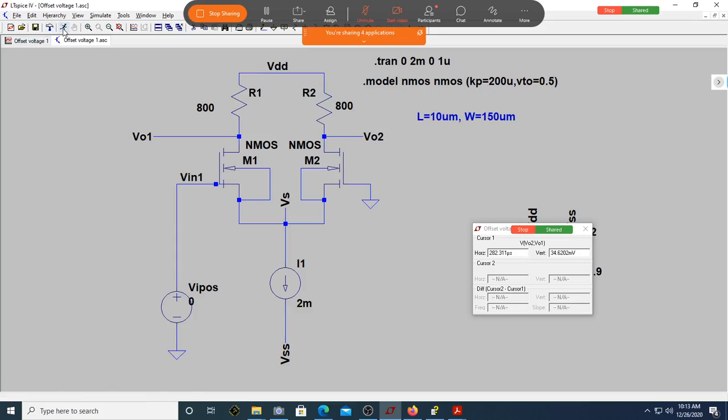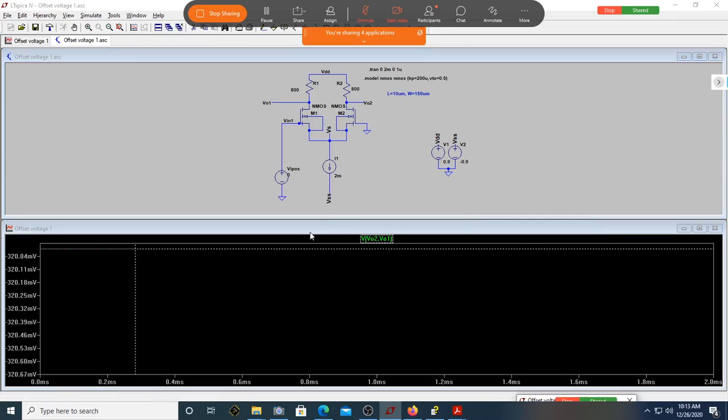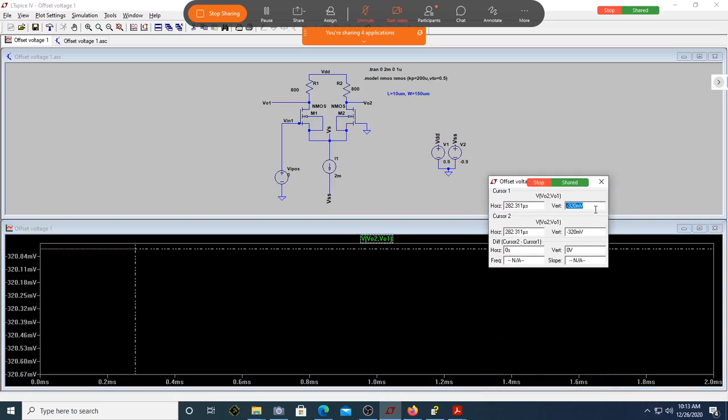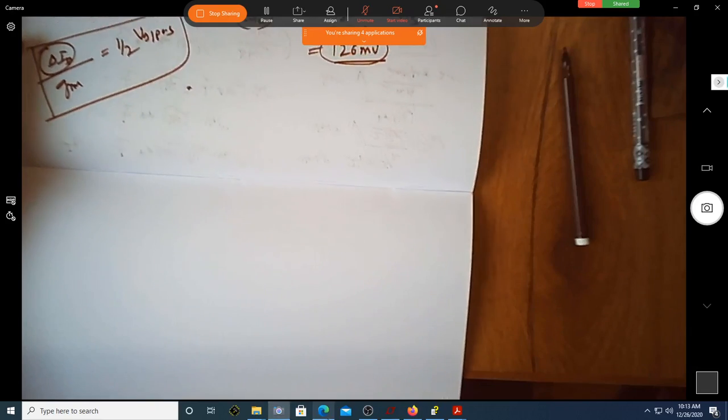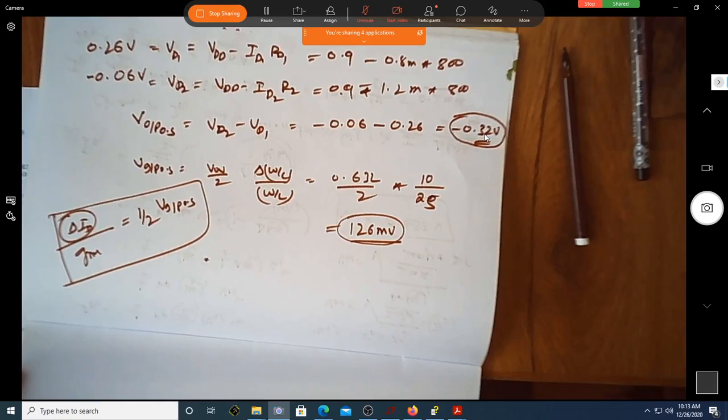Okay. I will run it. First, let me see what it is. Can you directly see V02 minus V01 is almost... See here, how much? Where is the current? Okay, it's here down. Can you see it is minus 320 millivolt? Was it not exactly the same here? Is it not minus 320 millivolt?